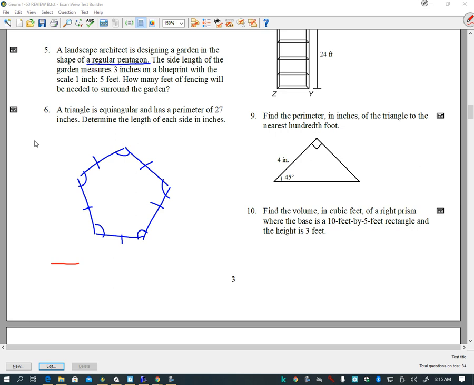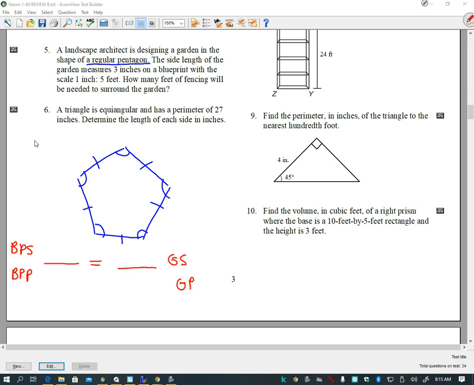So we can set up a proportion. Okay, the side length of the garden measures 3 inches. We have to decide how we want to set this up. If I want to set up blueprint side over blueprint perimeter, we can do that. And then we would have to do garden side to garden perimeter. Does that make sense? That's not the only way to set it up, but let's kind of start here.